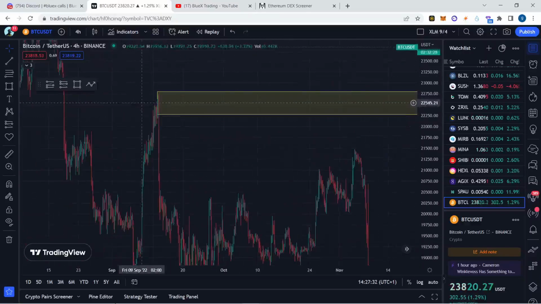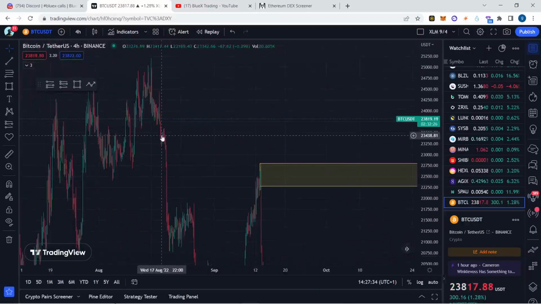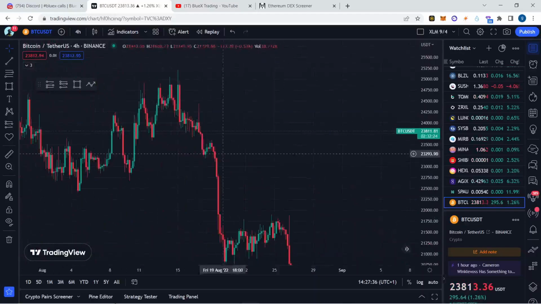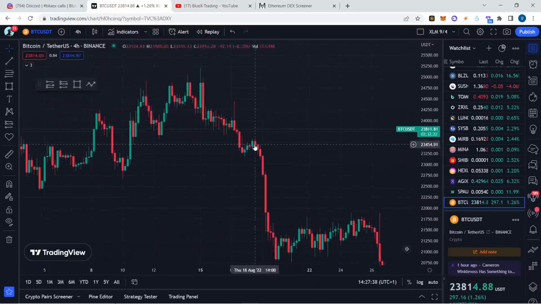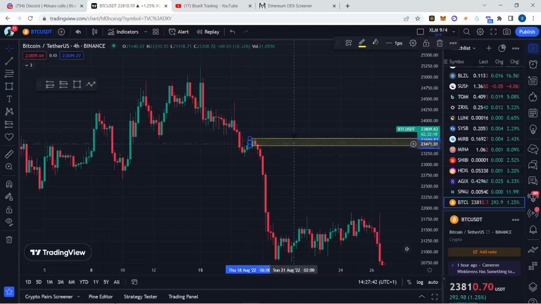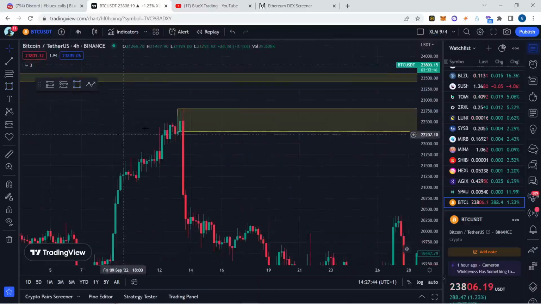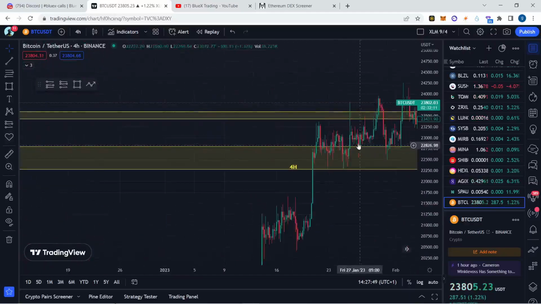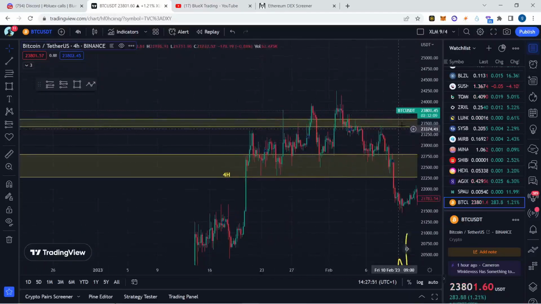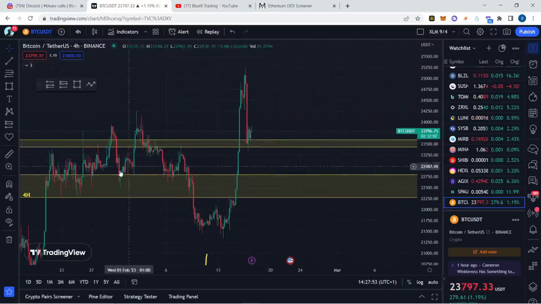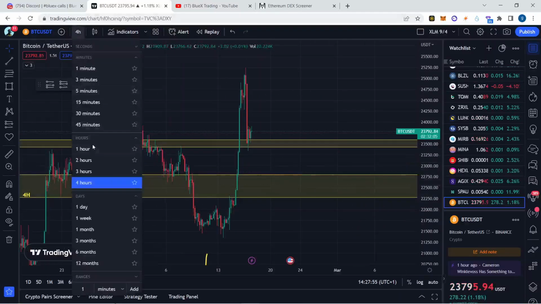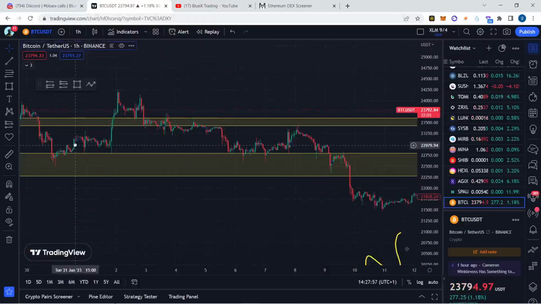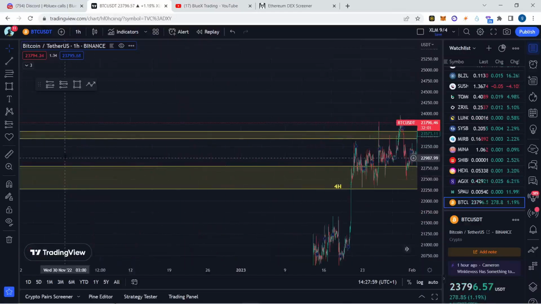So let's go back, and we will take a candle from around here. In this case, this one. All right. Now we have a range where price bounces inside. All right. Let's go on a lower time frame, like 1 hour, and let's give it a look at those liquidities.